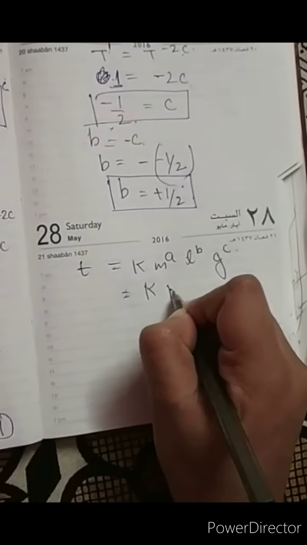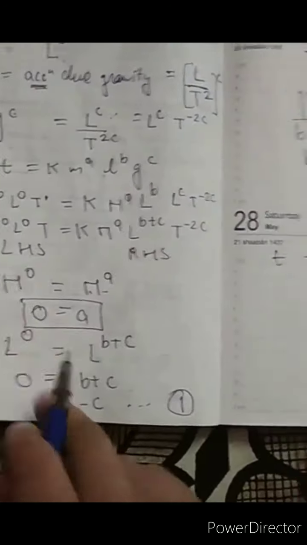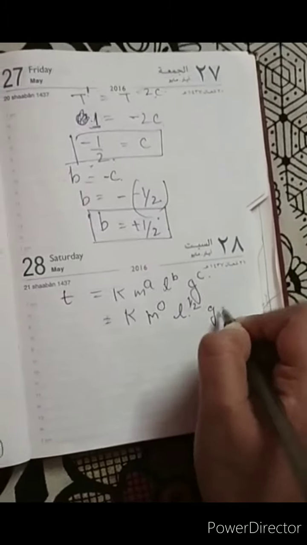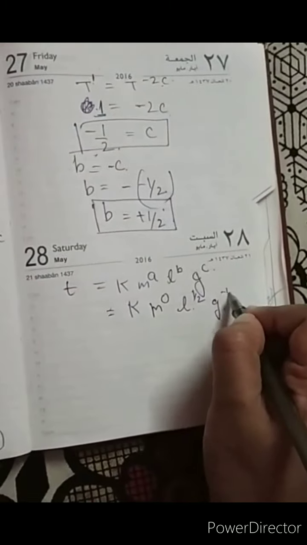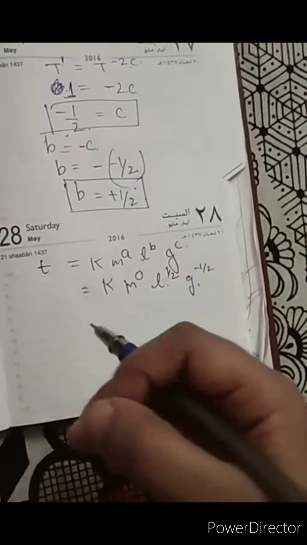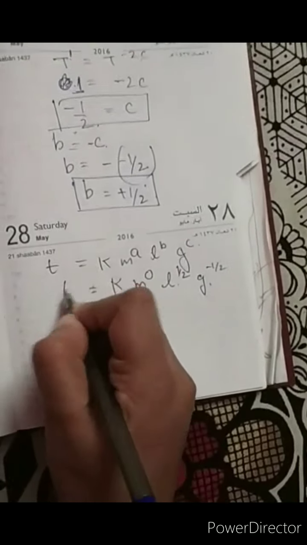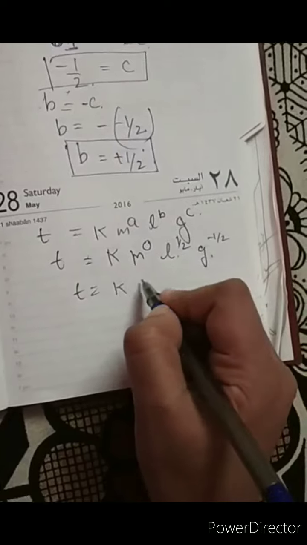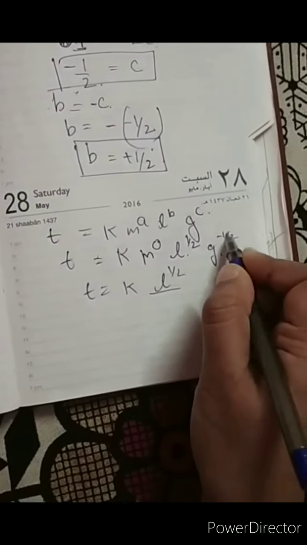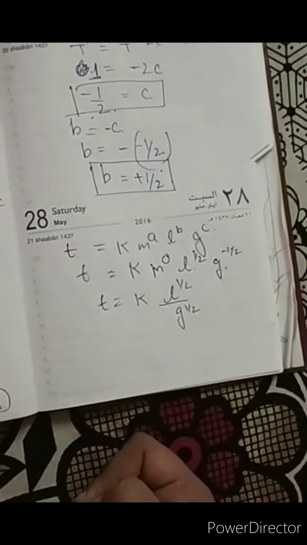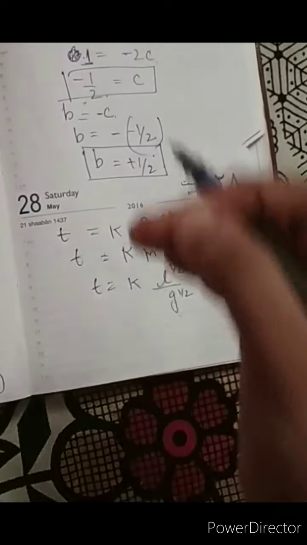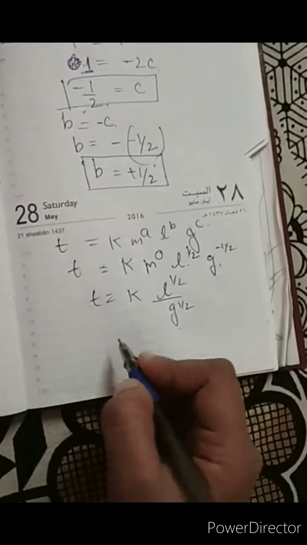When m to the power A is 0, A is equal to 0. What about L? B is equal to plus half, and C is minus half. Now you got my point. So T is proportional to L to the power half and G to the power minus half. M is 0, so m goes out, since m to the power 0 is 1. We are left with L to the power half, and since G's power is minus, it goes into the denominator as G to the power half. So T is inversely proportional to root G. You got it at the end of the expression.